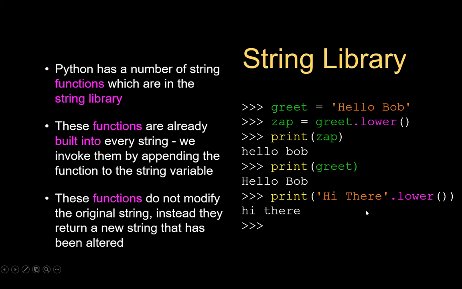We can call our function with the dot directly on the string as well. So here we have a string identified with single quotation marks, and at the end of it we add dot lower parentheses, and this will make our string lowercase and print it here.